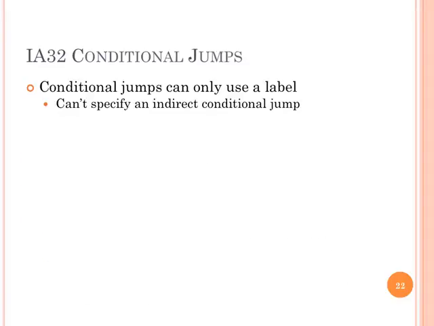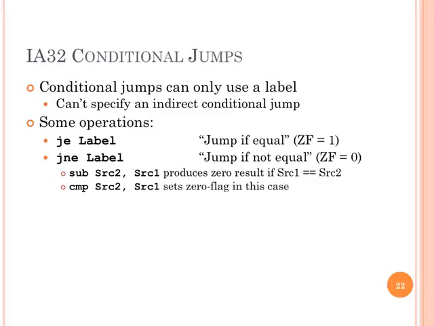Okay, let's see. We have a few examples of these. You can't do an indirect conditional jump. They have to have a label or a specific address. So here's a few things you can do. Jump if equal. Now, like I said, if you want to know if two values are equal, you can subtract them, and if the answer is 0, then they're equal. So that's what JE would be.